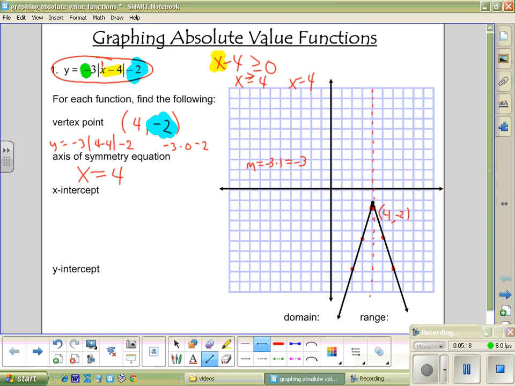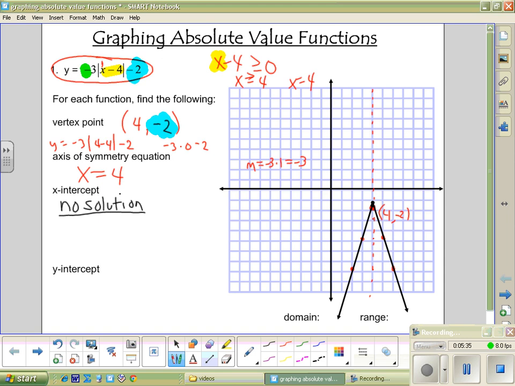All right, so now you're saying, well, what do I need to know for x and y intercepts? Because if you look at the x-intercept, there is no x-intercept, so I must be done. And you'd be right, there is no x-intercept. So the x-intercept for this particular problem is no solution.